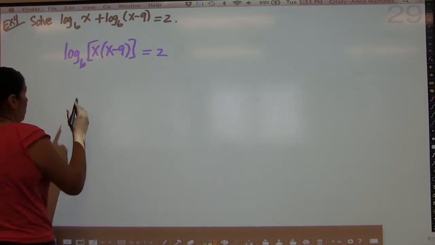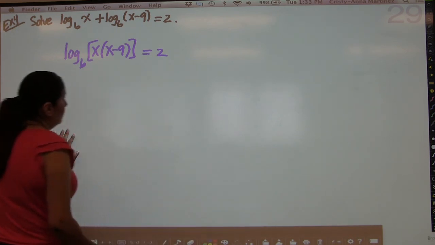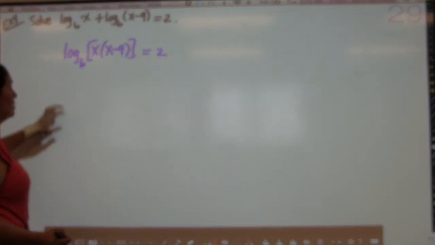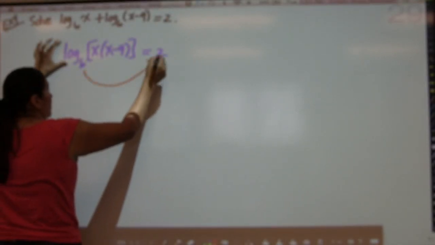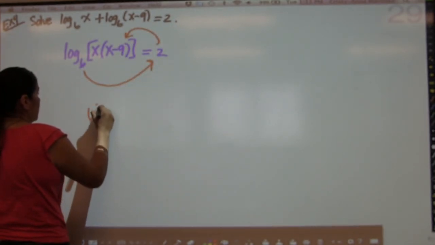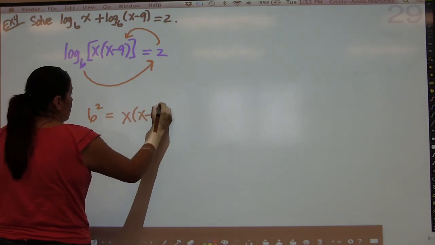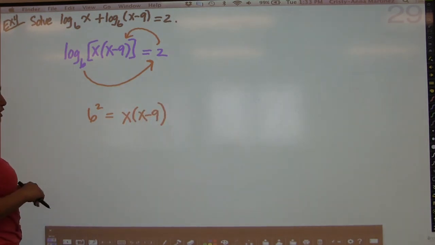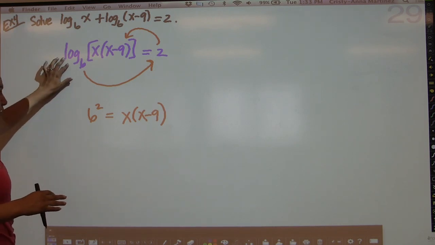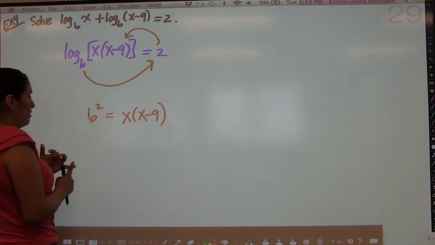So now, it doesn't really matter which order you do this part in, but the next key step is to take the logarithmic equation and rewrite it as an exponential equation, which would be 6 to the second power equals x times x minus 9. So 6 to the second power equals x times x minus 9. So now you've written it in exponential form, and you no longer need the logarithm, and you can actually go ahead and solve for x, but it is important that you check for extraneous solutions later.